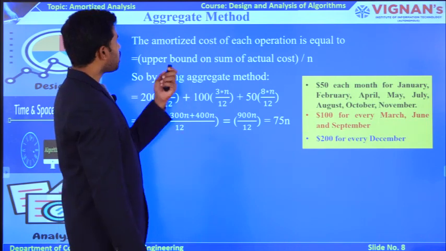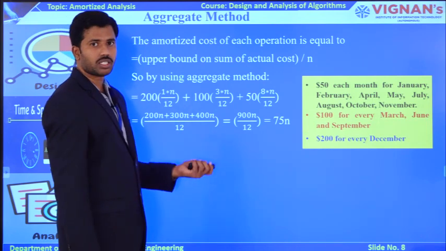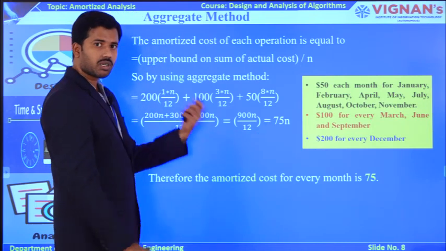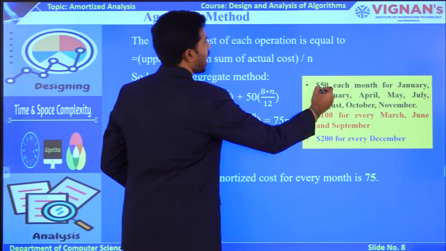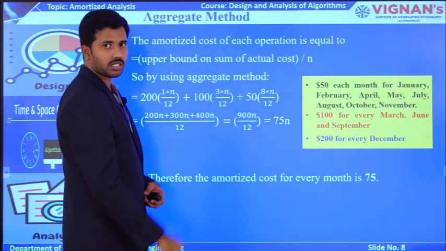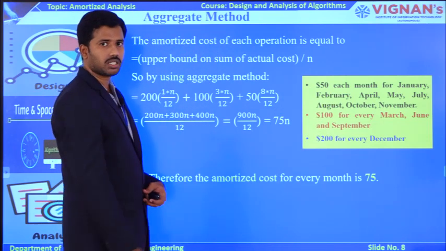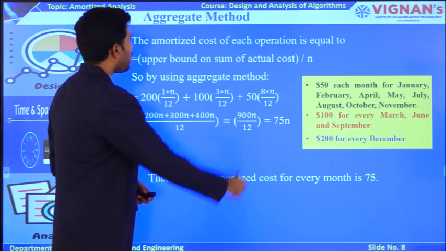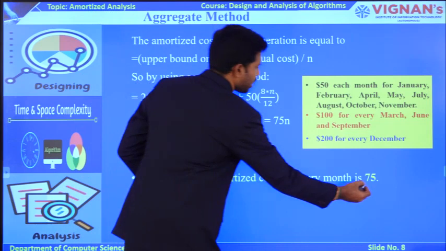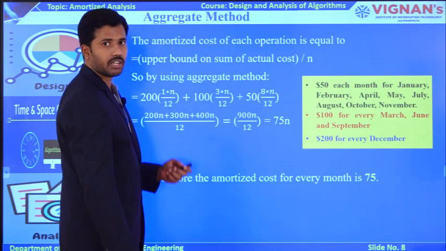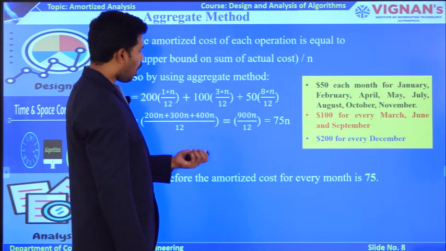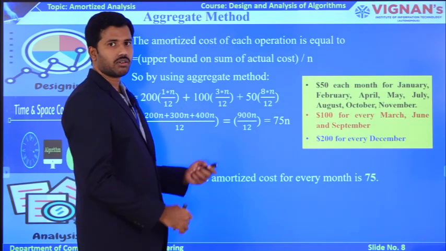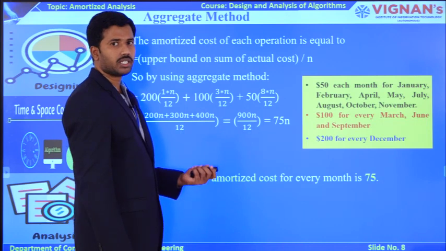So now based on this aggregate method, what is the amortized cost you got? It is going to be 75. What is the actual cost they gave? They gave the first actual cost as $50, the second actual cost as $100, and the third actual cost as $200. But based on this aggregate method, I got the amortized cost as 75. Now let's observe how this amortized cost will be used to apply this amortized analysis.